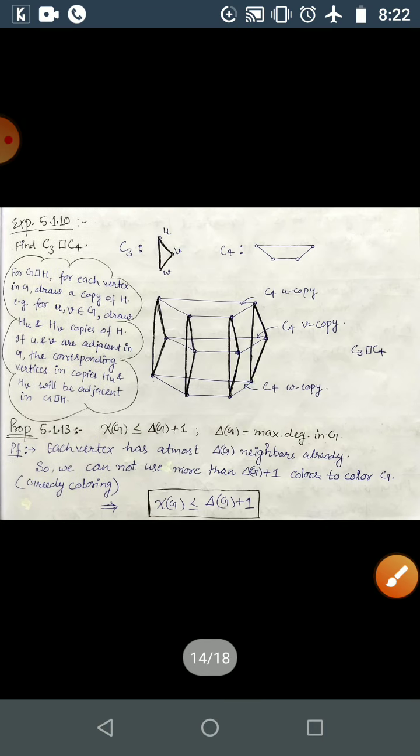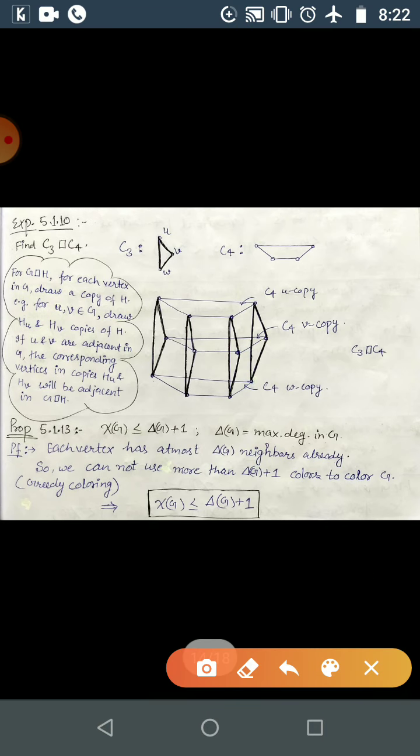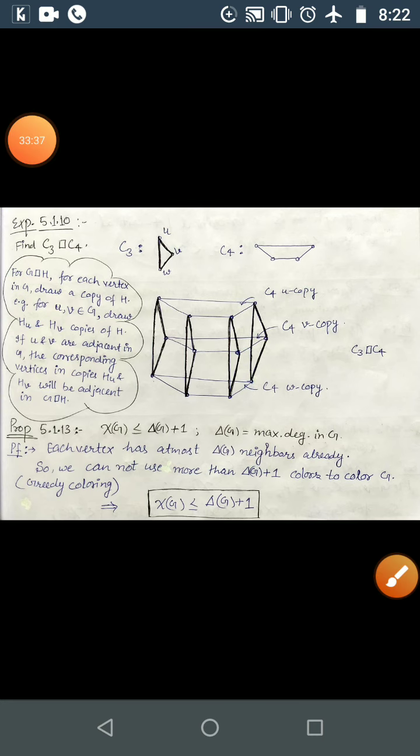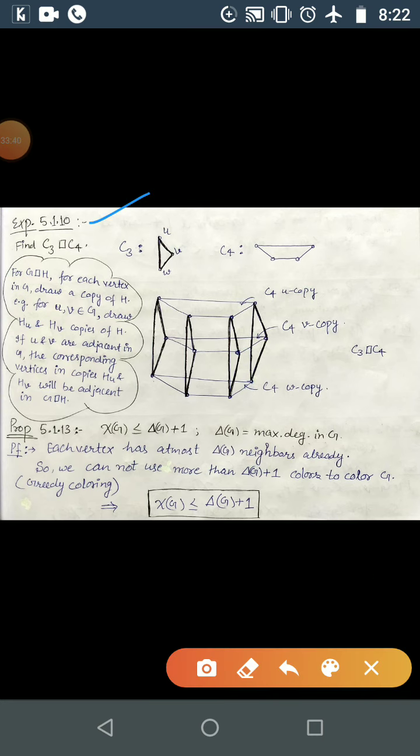Okay, now come to some example. Example number 10 we are getting. So here we need to find the chromatic number of this one. First find the cross product for this one, and then the chromatic number. And obviously the chromatic number will be the maximum of C3 and C4.